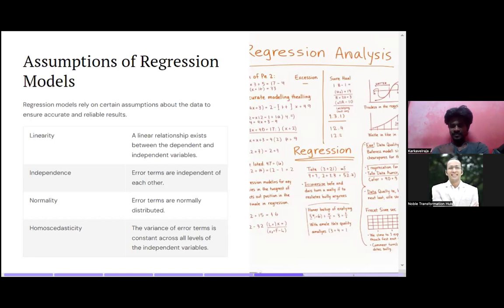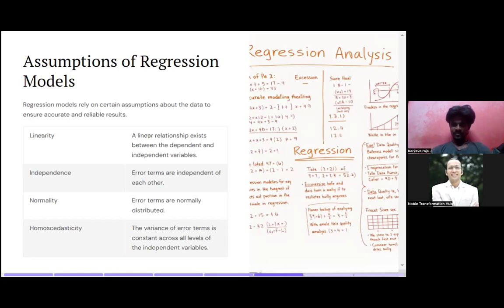Then we have independence. The error terms are independent of each other. By nature, the word independent means they are not dependent. Error terms are independent of each other. They don't have any relationship.